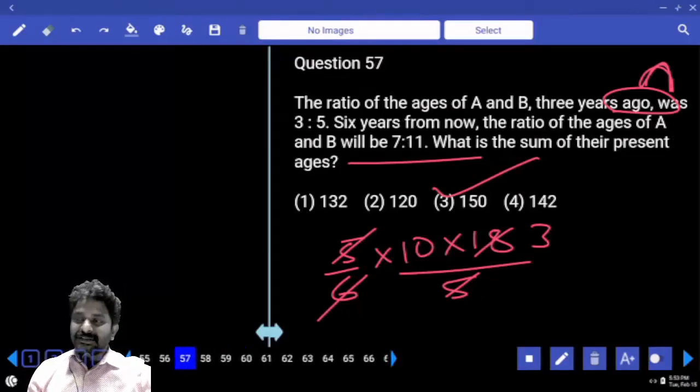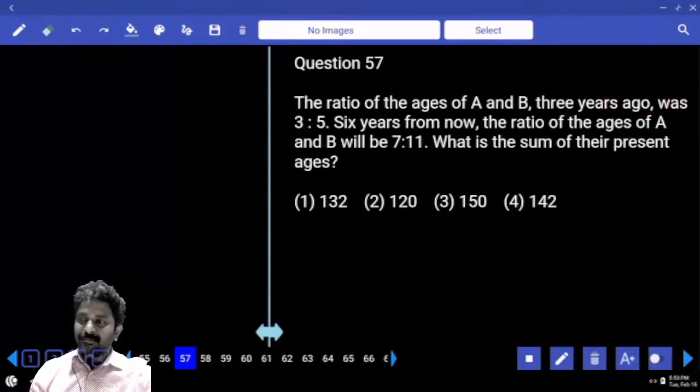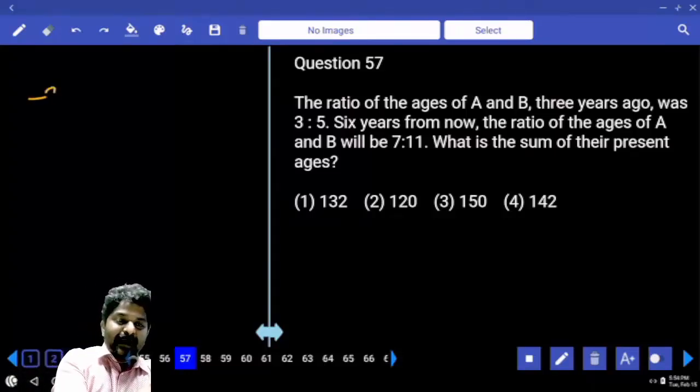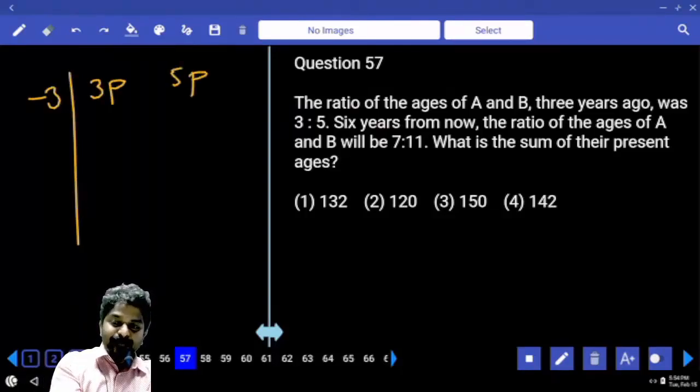The ratio of ages of A and B 3 years ago was 3:5. 6 years from now, the ratio becomes 7:11. What is the sum of their present ages? Okay, sum of their present ages. Multiple options are there. Let's see. Anyway, 3 years back ratio was 3:5, 3 parts and then 5 parts.